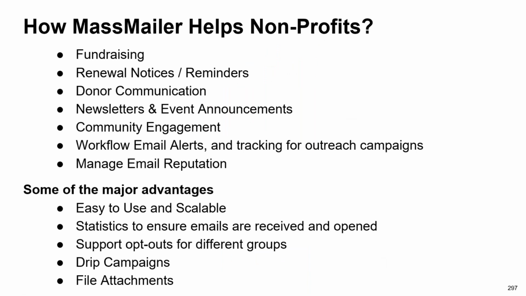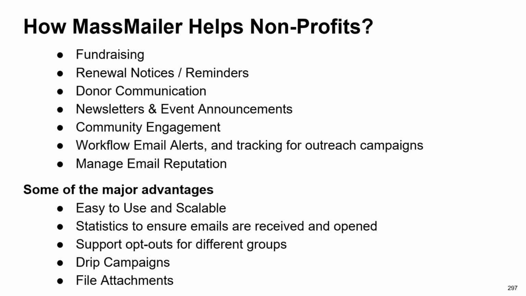Just real quickly, you guys are all with nonprofits. You know how you use mass emailings for fundraising, renewal notices, and the like. So you know how that works. Some of the major advantages, from the feedback we're getting regarding MassMailer, is it's easy to use and scalable, and I think you'll see that when Siva does the demo here in a few minutes. Because this is a native Salesforce app, it has the look and feel of Salesforce, and it is very scalable. We have some customers that only have one user license, and some customers with like 400 user licenses. So it's a very scalable solution.